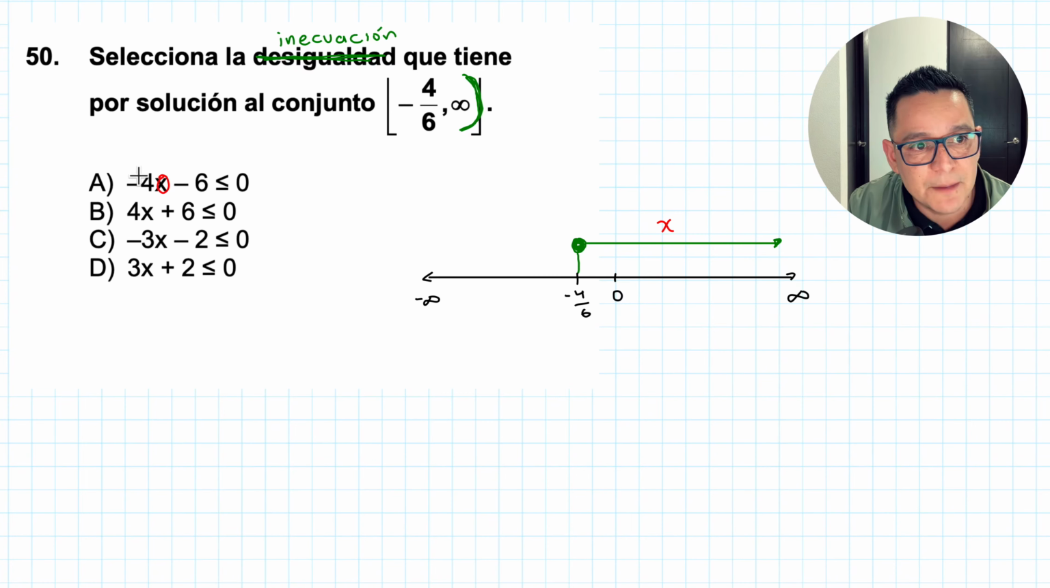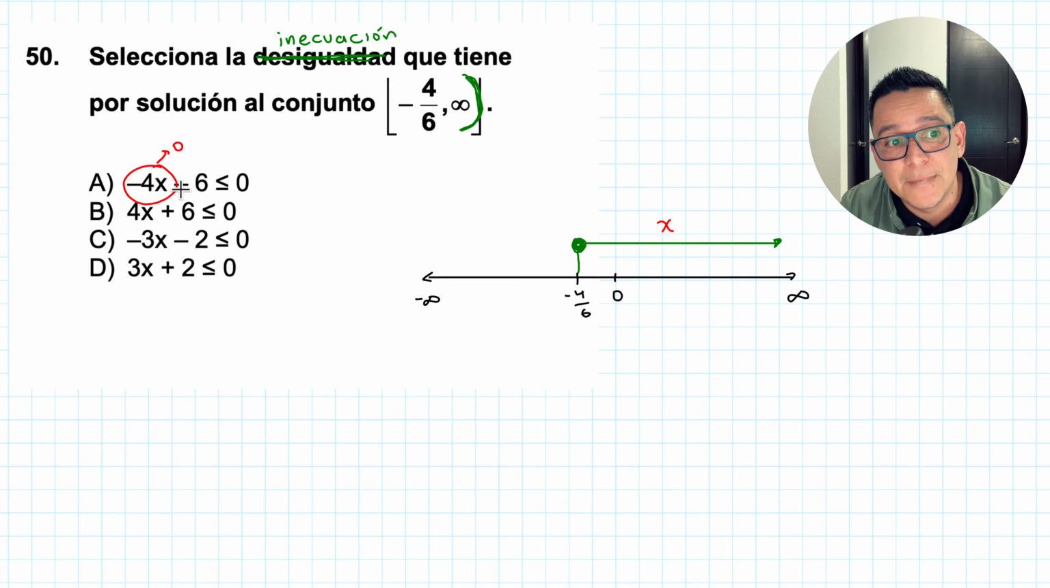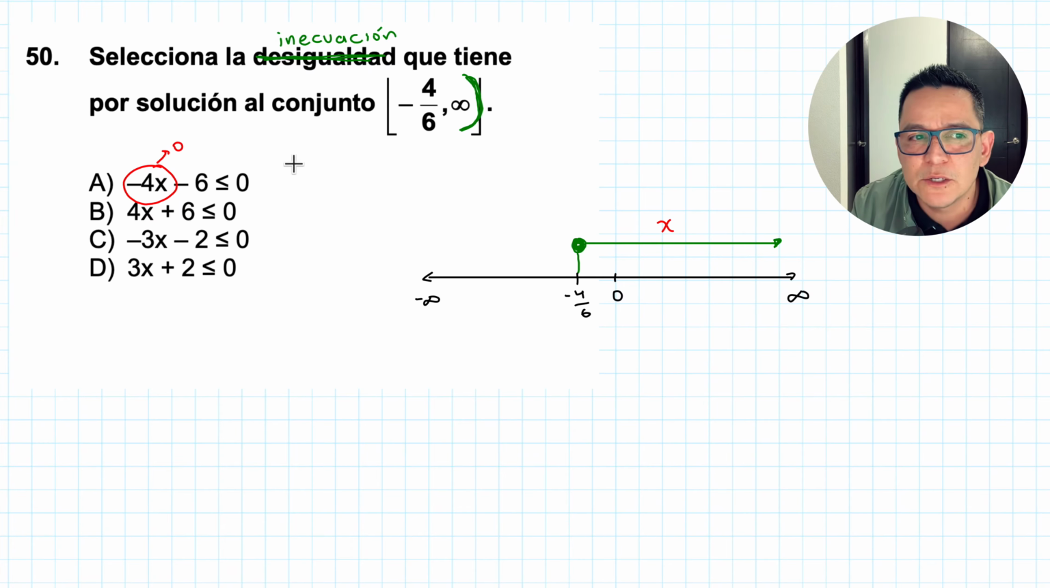So minus 4 times 0 is 0, making the whole thing 0. Now I just have minus 6. Is minus 6 less than or equal to 0? Yes. So this works. Let's check the others.